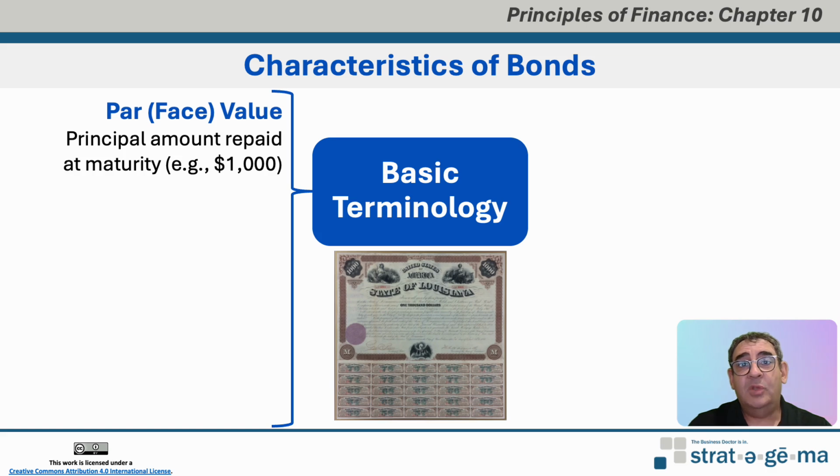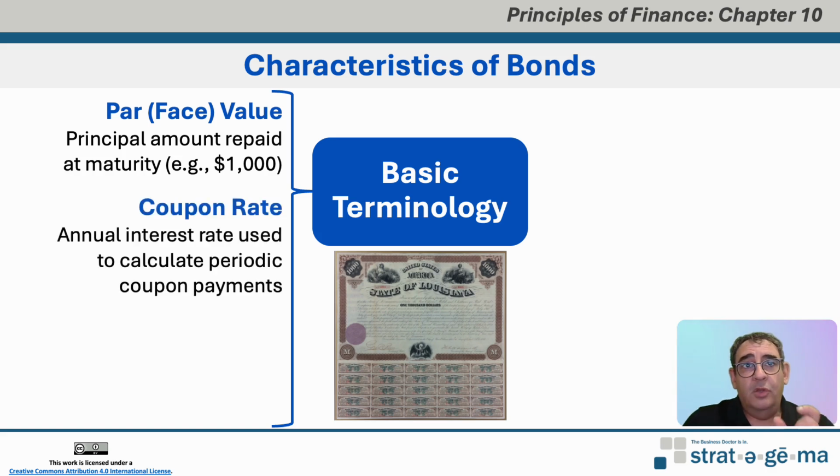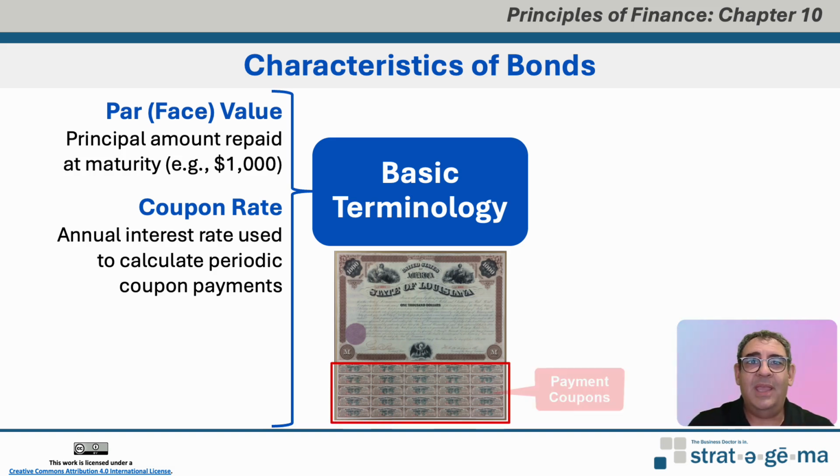Bonds are typically sold in $1,000 denominations. They could be sold in $5,000, $10,000, $20,000 denominations, but throughout the chapter and all our examples, we'll use a $1,000 bond as our baseline. The coupon rate is the annual interest rate that's used to calculate the coupon payments. Now, if you look at the lower part of that bond certificate, you'll notice a bunch of these little rectangles. Well, those rectangles are actually perforated coupons.